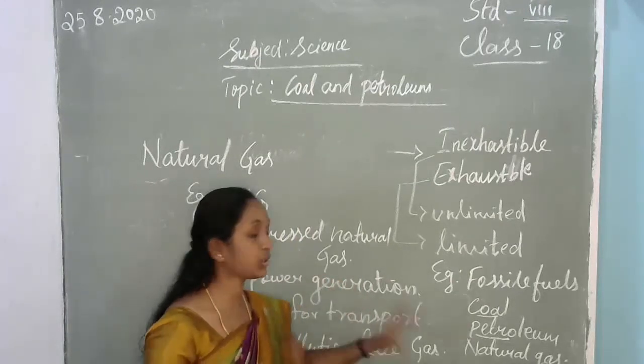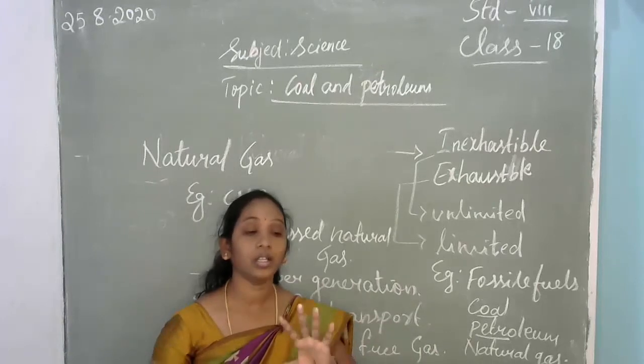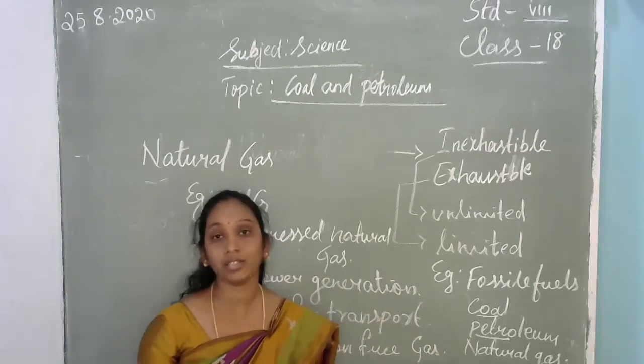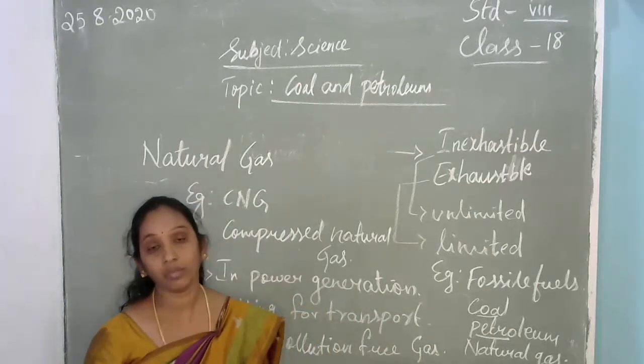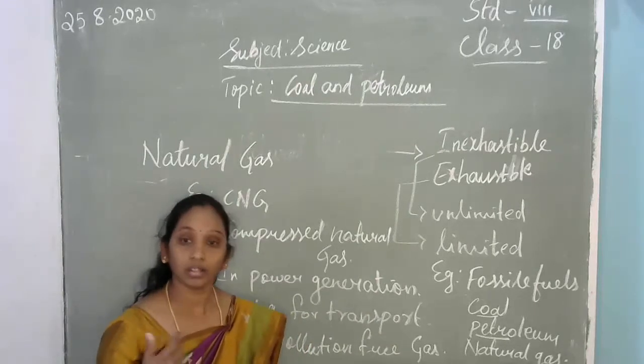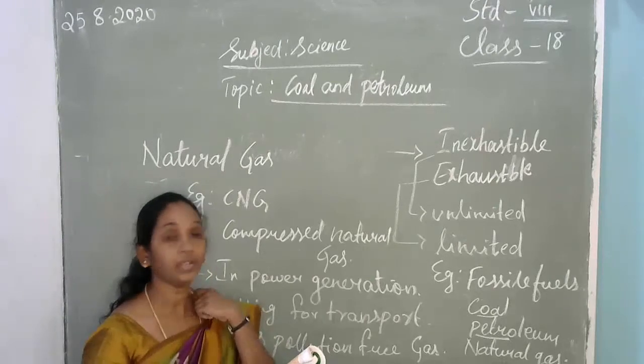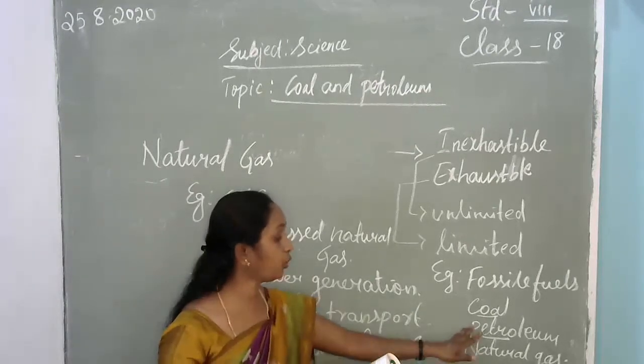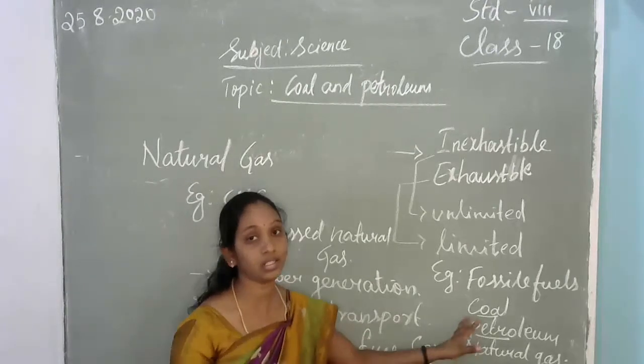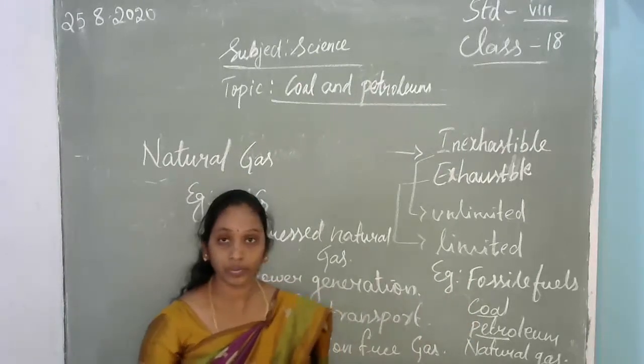Once we destroy the forest, the minerals in the top layer of the soil will be gone by soil erosion. So that is the thing. We are not supposed to use a large amount of coal and petroleum, as they are available only in limited quantity in our nature.